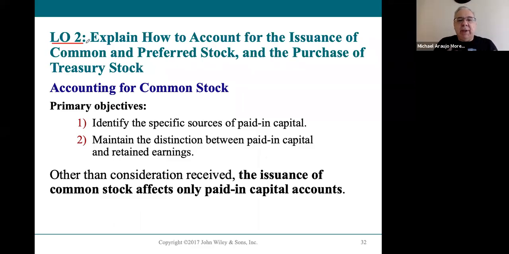Learning objective 2 is going to be how to do the accounting for when a company actually issues stock, which means they're selling stock to investors. And here we are going to look at common stock and something called preferred stock as well. Then the second part of this objective looks at what happens when a company buys back its own stock, which is what we call treasury stock. So that's a lot to deal with in one objective. So that's what we're going to be doing.